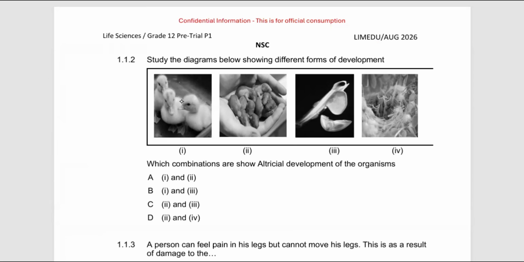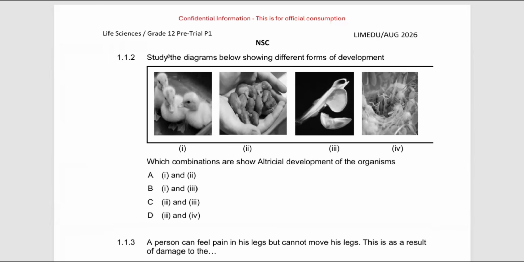If you look at this diagram, you see that these babies are able to walk, they have feathers, the eyes are open, the ducks, you see them. But if you look at these ones, these babies can't walk. They are helpless. No feathers. Eyes closed. They can't even stand. So it means that this one looks to be altricial.